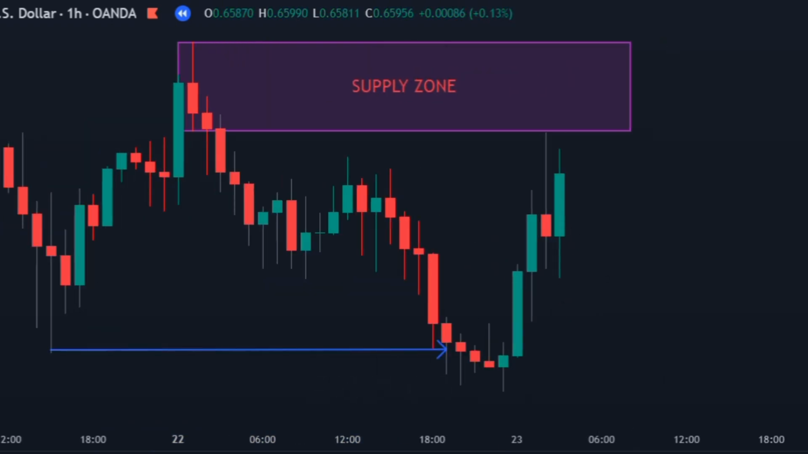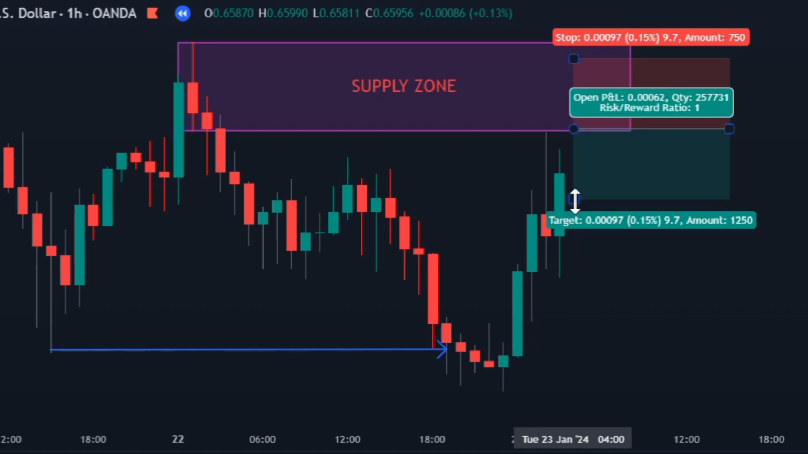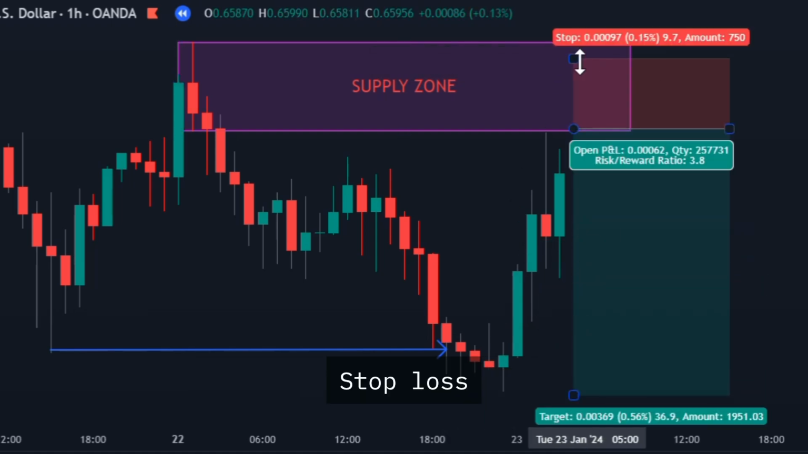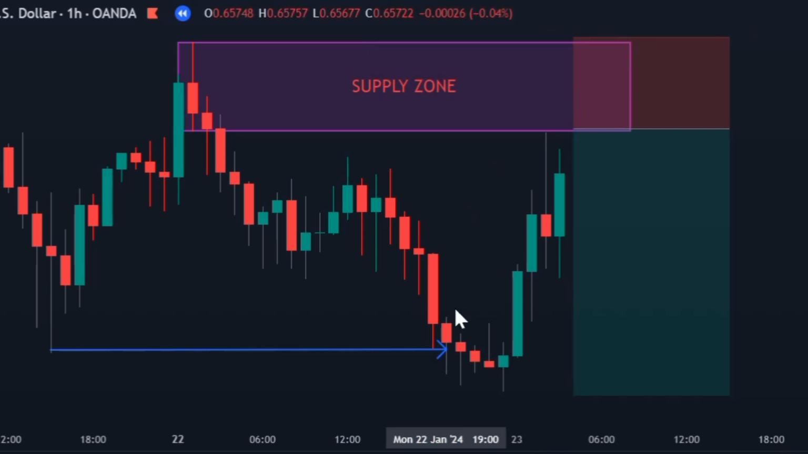So we take our tool, short position, we wait for price to come here, then we target this next low. Stop loss above that high. Let's see how price will behave.